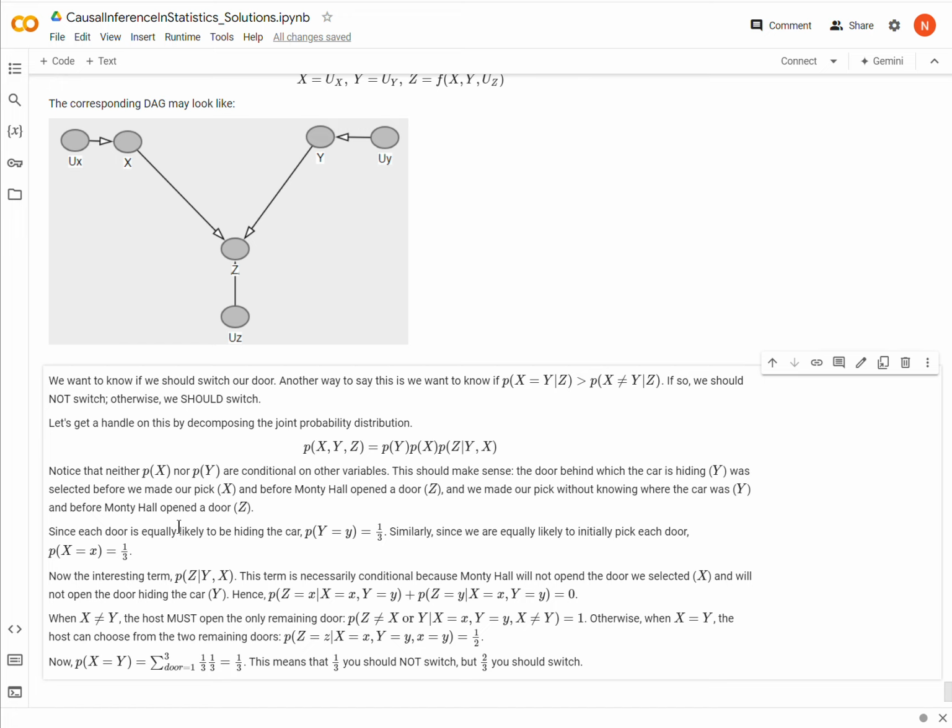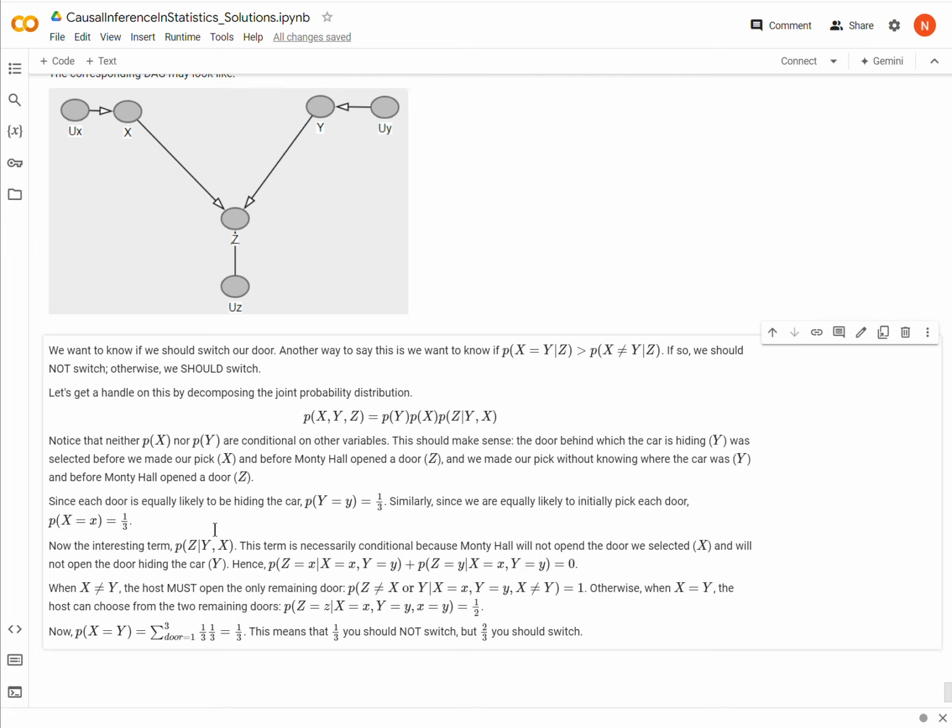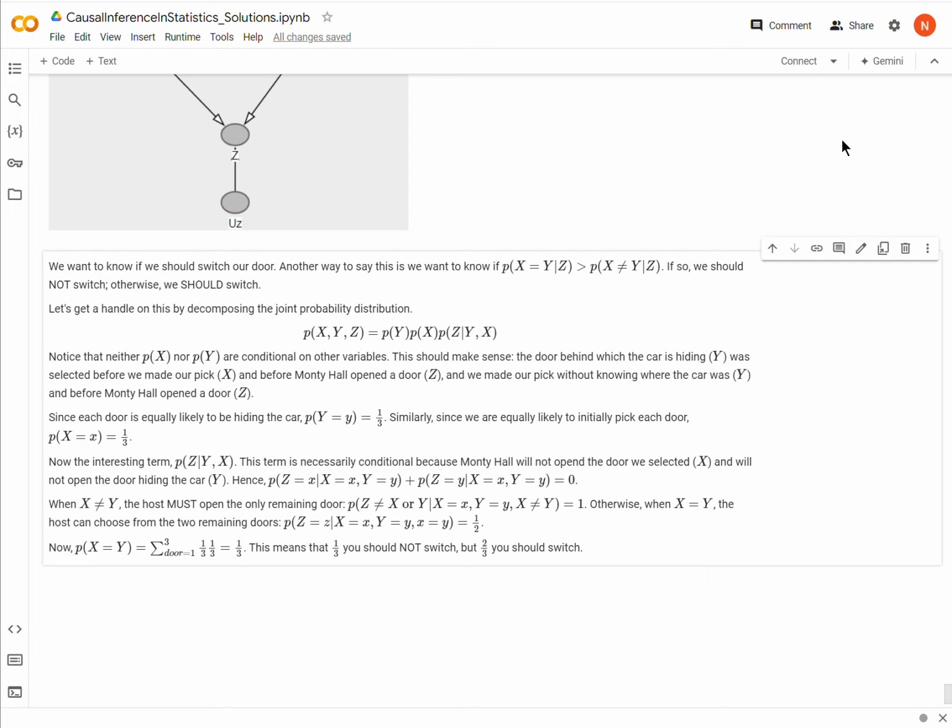We want to know, should we switch or not? We already know that the answer is yes, but let's just continue. Since each door is equally likely to be hiding the car, that probability is, for any given door, 1/3. And similarly, we're equally likely to pick any of the 3 doors, and that's 1/3.